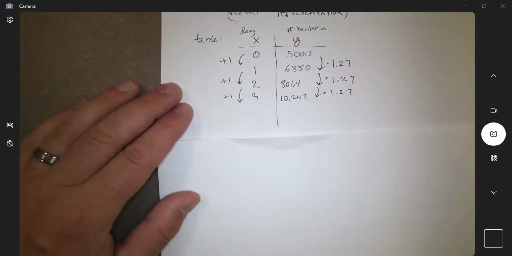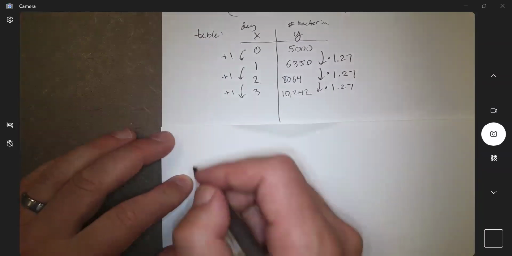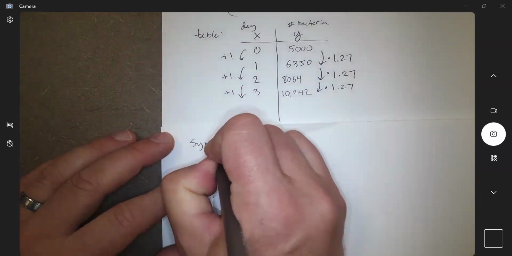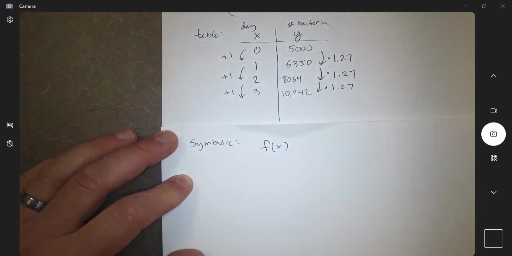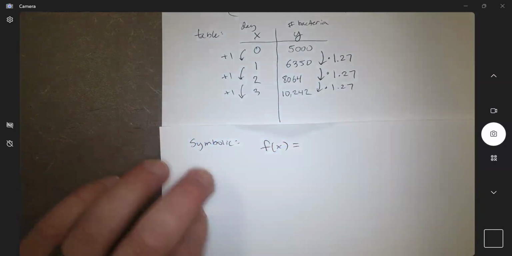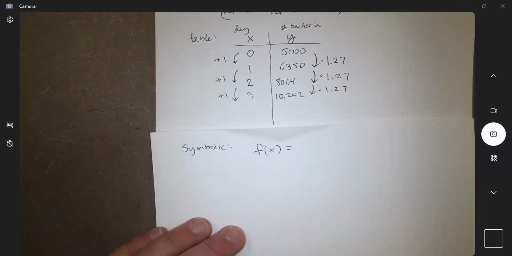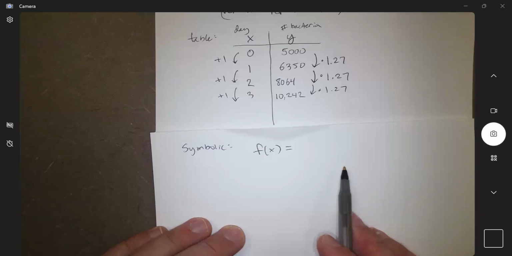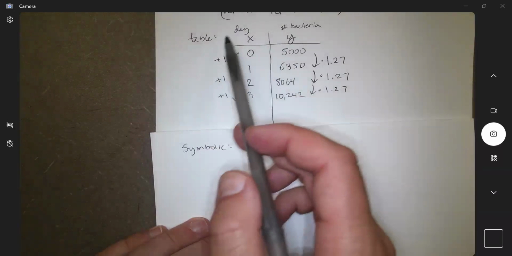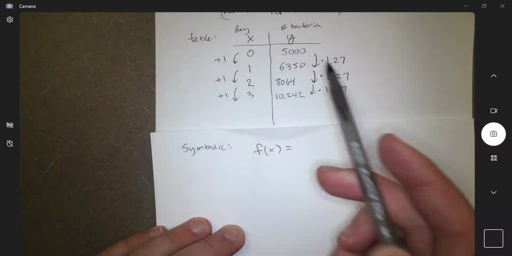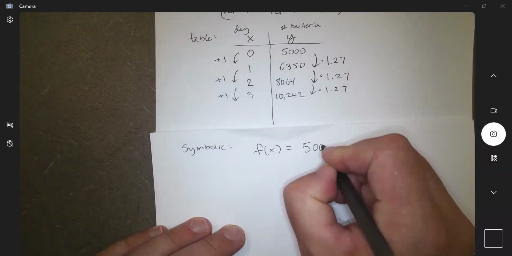Let's do a symbolic representation. We can write it as f of x to represent that it's a function. And the way you write an exponential function is you start with the y-intercept. What is the y-intercept based on our table? Yeah, 0, 5,000. You start with the y-intercept.